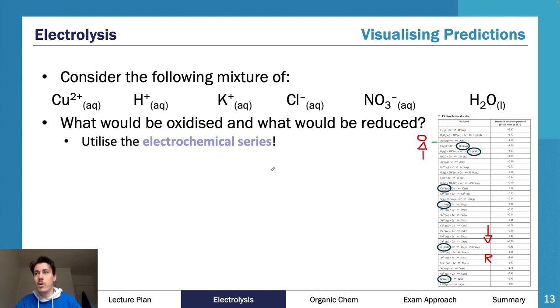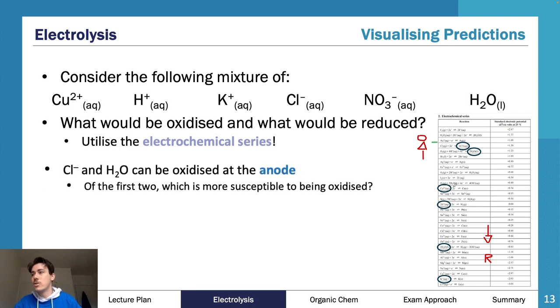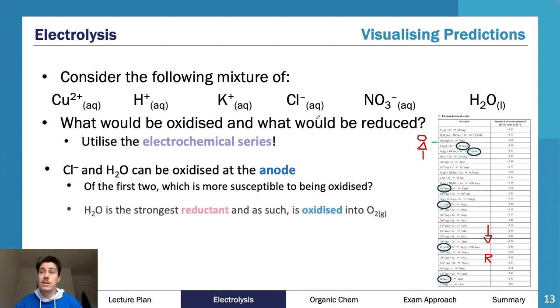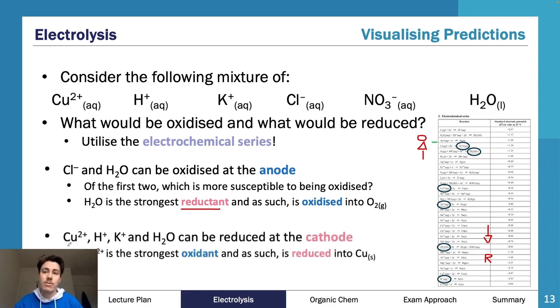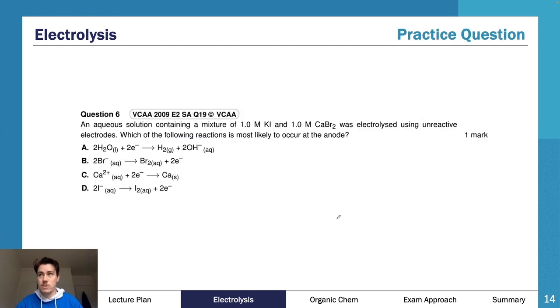If we work off that theory, the copper, the Cl2, the Cl minus and the O2 can be oxidized because they're on the right. But which of these two is the most susceptible to being oxidized? Well, that's going to be the water, because the water is the strongest reductant and therefore it's going to be oxidized into O2. On the flip side, all of these things can be reduced because they're on the left, but the Cu2+ is the strongest oxidant, so it will be reduced.